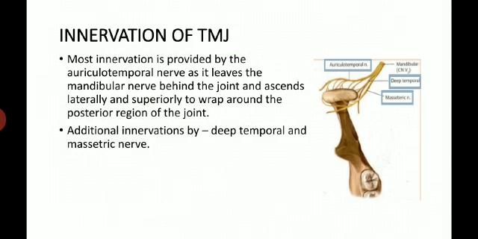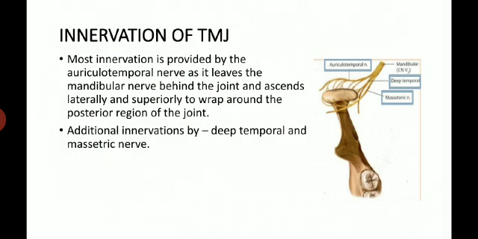Now, we will go through the innervation of the TMJ. Most innervation is provided by the auriculotemporal nerve, as it leaves the mandibular nerve behind the joint and ascends laterally and superiorly to wrap around the posterior region of the ligament. Additional innervation is by the deep temporal and masseteric nerves.